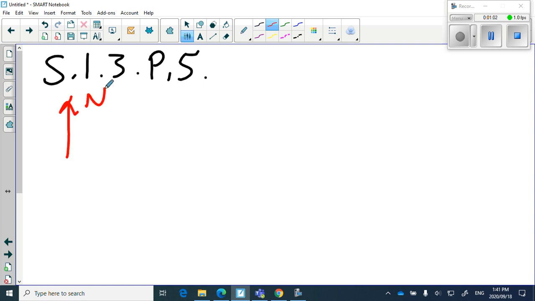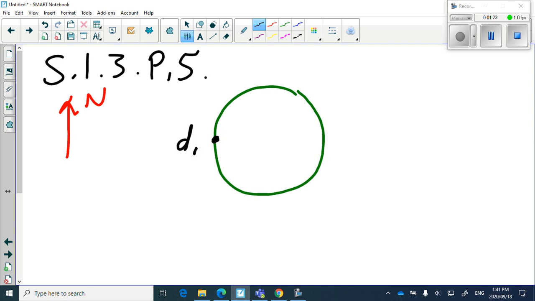This way is north. Next thing we're going to do is it says that the track is circular. It's a circular track. So it's a circle. And the student starts at the westernmost point. So they start as far west as they can. So there is the initial position of this person.